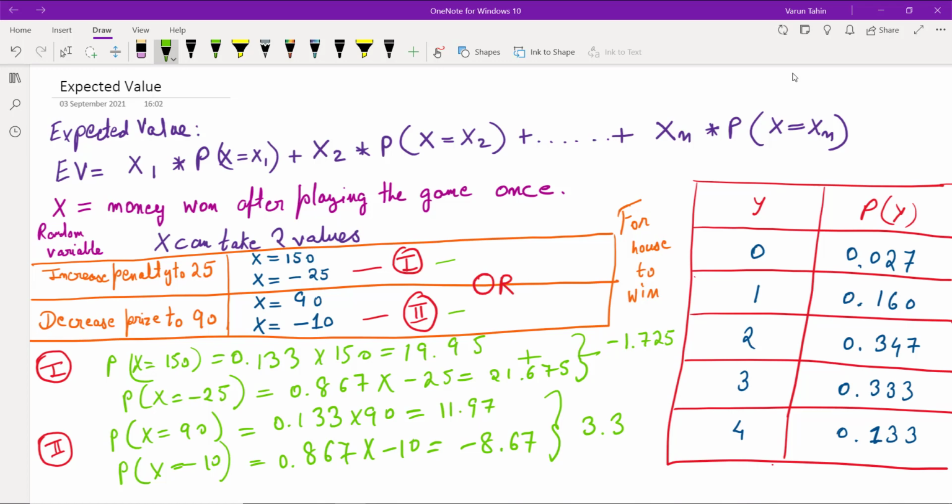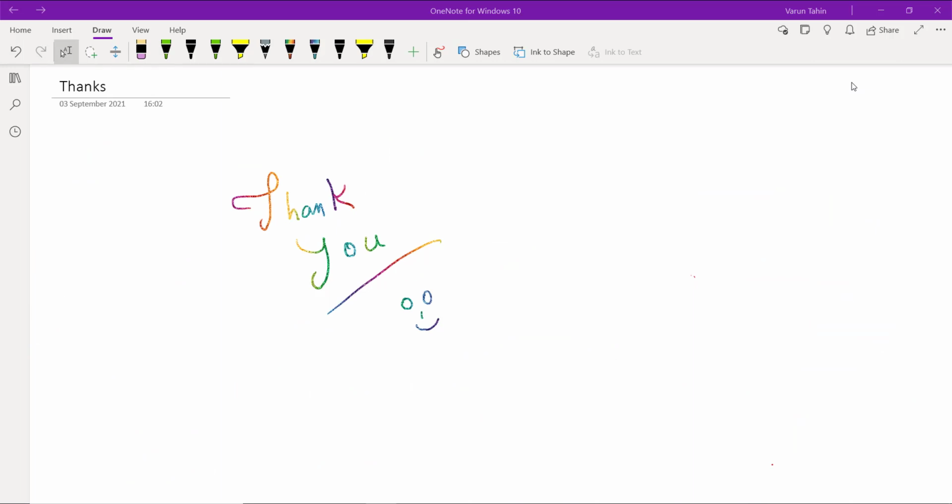So you can clearly see that increasing the penalty to 25 makes the difference, and that is the reason we are seeing minus in the expected value. So this approach works for us, but the other does not help much in the case of the house winning. So this sums up the expected values and random variable introduction to you guys.